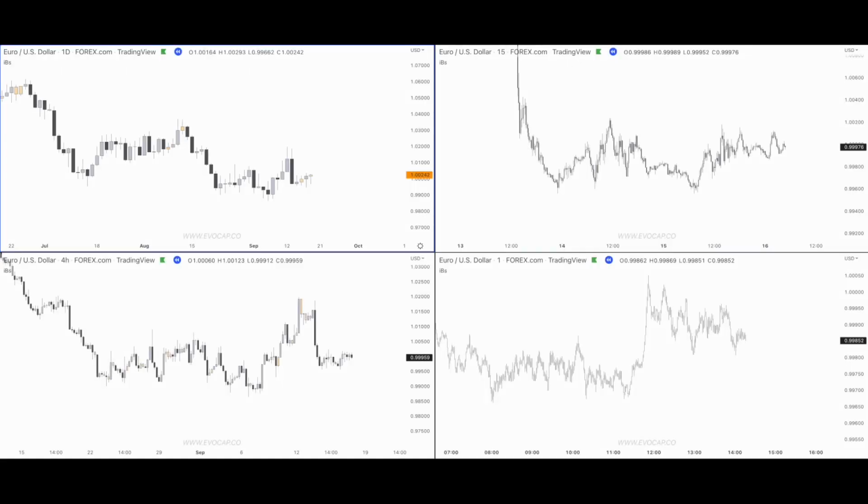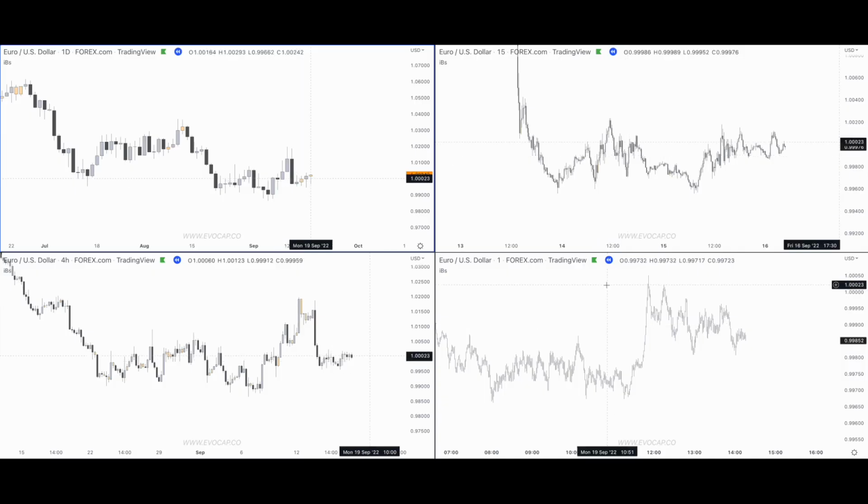Okay, so we're now on TradingView and we're looking at euro dollar again on the forex.com data feed, and you can see that I've split the screen into 4 separate charts. So we have the daily time frame in the top left, the 4 hour time frame in the bottom left, the 15 minute in the top right, and the 1 minute chart in the bottom right. Now let's imagine that our higher time frame is the daily, our medium time frame is the 4 hour, and our lower time frame is the 15 minute.